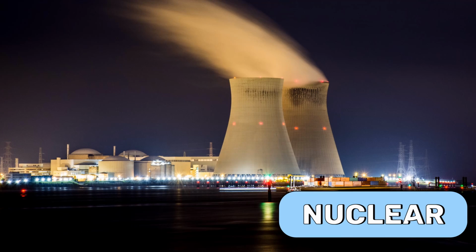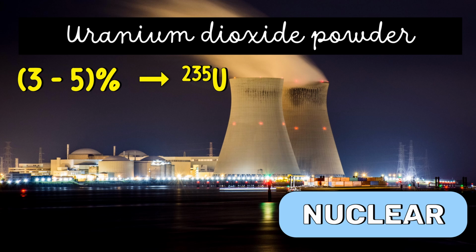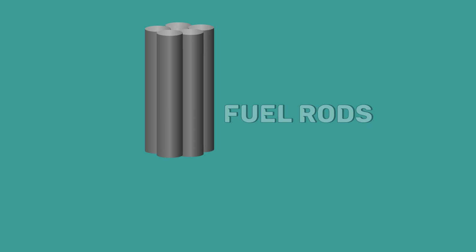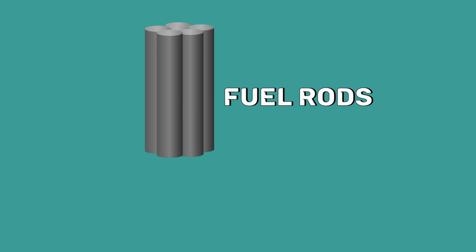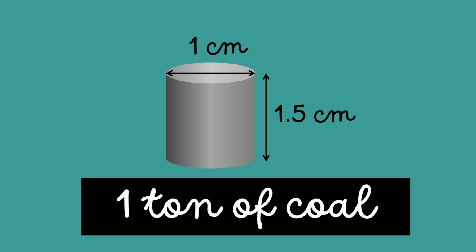The nuclear reactor uses uranium dioxide powder, which is 3 to 5% U-235, as a fuel material. It is then pressed and molded to make small cylindrical pellets. These pellets are loaded into long tubes. Several tubes are arranged in a bundle which is ready to be used in a nuclear reactor. The size of each pellet is around 1 centimeter in diameter and 1.5 centimeters in length. A single pellet contains as much energy as there is in 1 ton of coal.